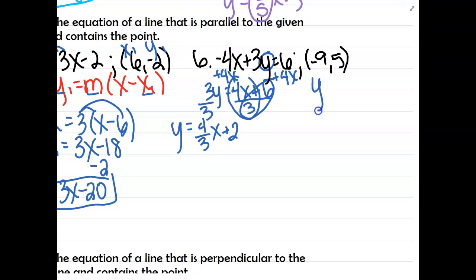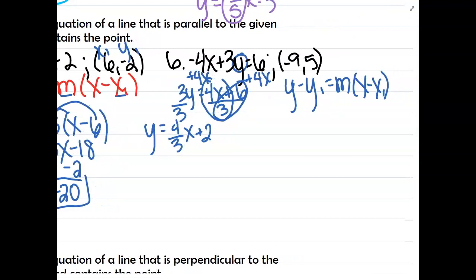So we're going to use point slope form. y minus y1 equals m times x minus x1. Plug something in for y1, for m, and for x1. So we're going to do y minus, instead of y1, we'll plug in 5. Instead of m, we're going to use 4/3. That's what we found the slope of that line is. A parallel line is going to have the same slope. And then x minus a negative 9 would turn to a plus 9.